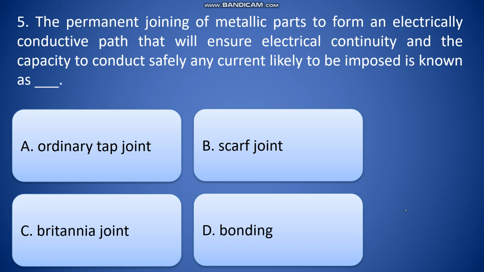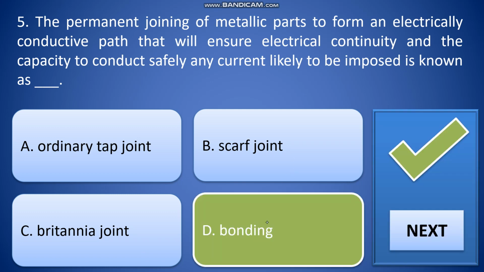The permanent joining of metallic parts to form an electrically conductive path that will ensure electrical continuity and the capacity to conduct safely any current likely to be imposed is known as bonding.